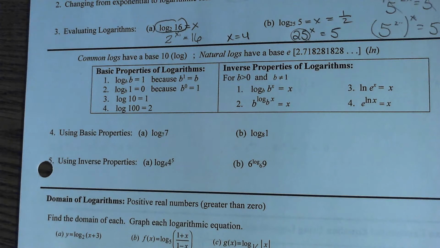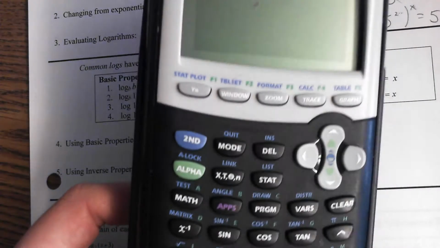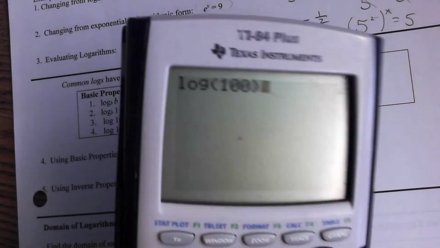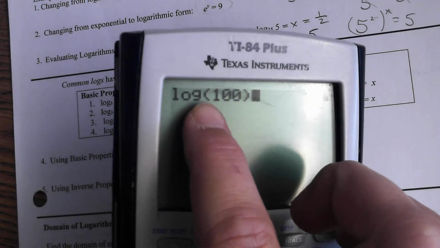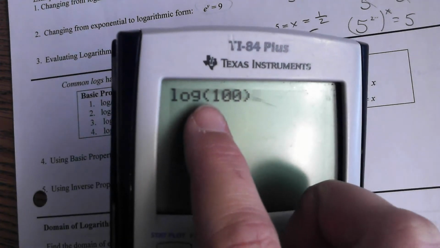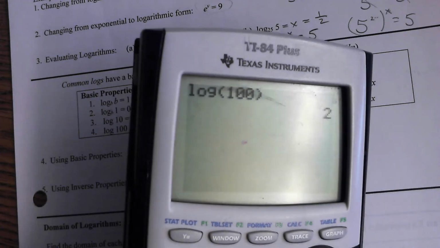So common log, so like on your calculator, if you would just hit the log button, like if I just hit like the log of 100, the base doesn't come up, but the calculator is assuming that's 10. So what should this give me? The base of 10 to what power is 100? So that should give me 2, and it does, right?